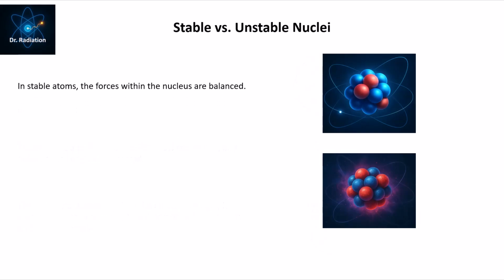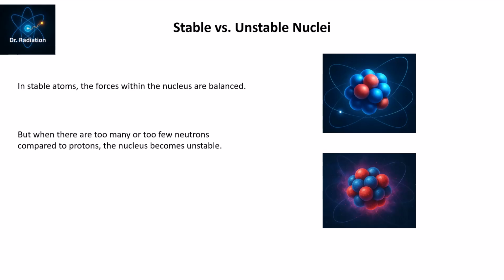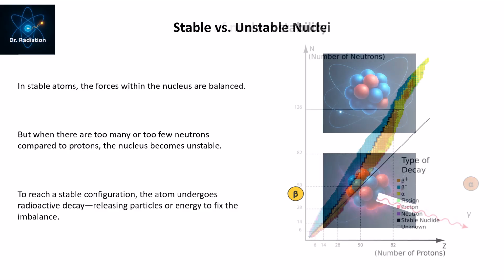In stable atoms, the forces within the nucleus are balanced. But when there are too many or too few neutrons compared to protons, the nucleus becomes unstable. To reach a stable configuration, the atom undergoes radioactive decay, releasing particles or energy to fix the imbalance.